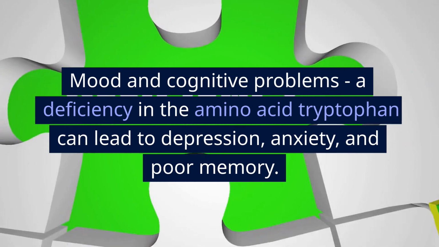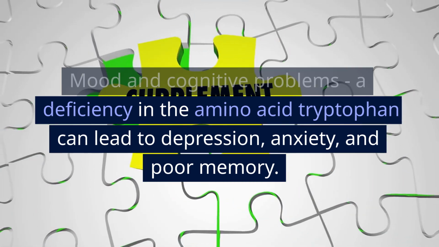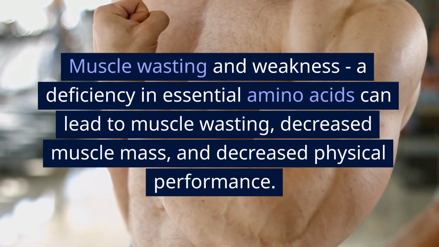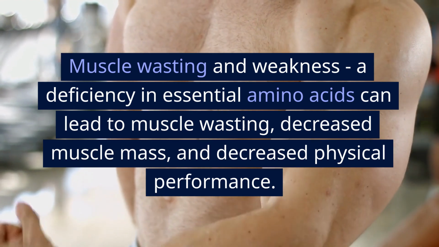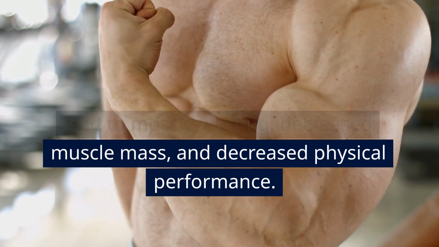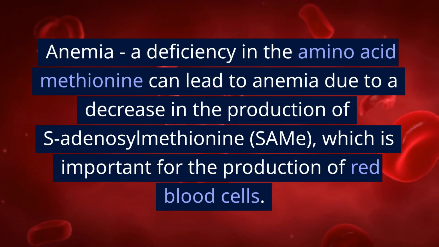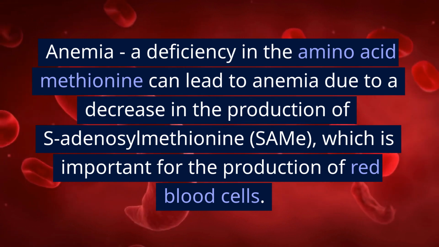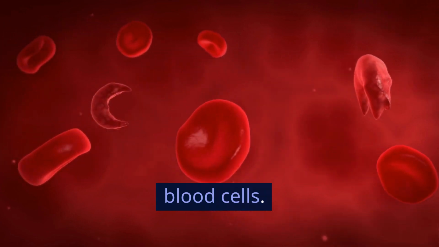Mood and cognitive problems. A deficiency in the amino acid tryptophan can lead to depression, anxiety, and poor memory. Muscle wasting and weakness. A deficiency in essential amino acids can lead to muscle wasting, decreased muscle mass, and decreased physical performance. Anemia. A deficiency in the amino acid methionine can lead to anemia due to a decrease in the production of S-adenosyl methionine, SAMe, which is important for the production of red blood cells.